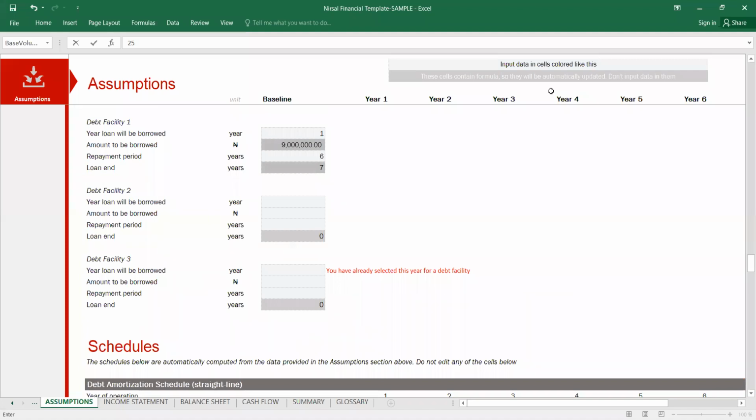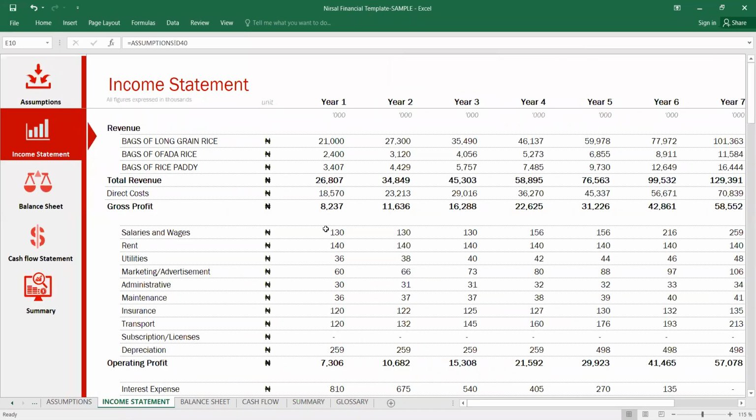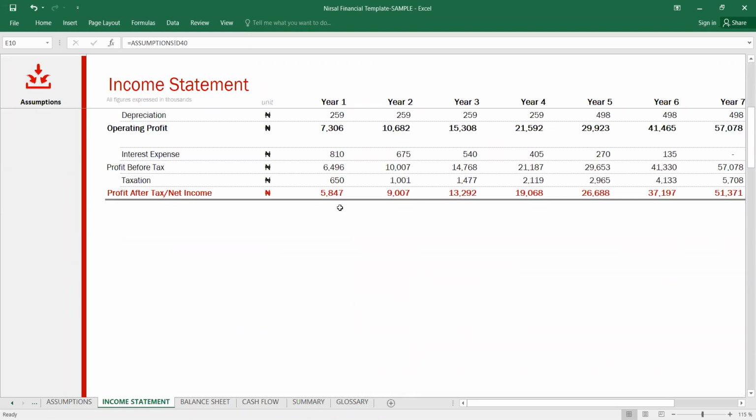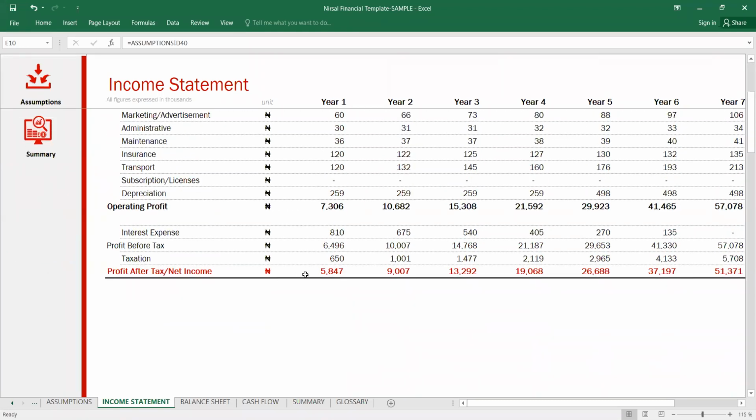The rest will auto generate itself. So you just come to your income statement. Once you come here, you will see that your projected sales revenue will show here. Your projected gross profit, you will see it here. Your projected net profit, you see, its net profit is 5,847,000 naira, and there's a gradual growth till the 10th year.